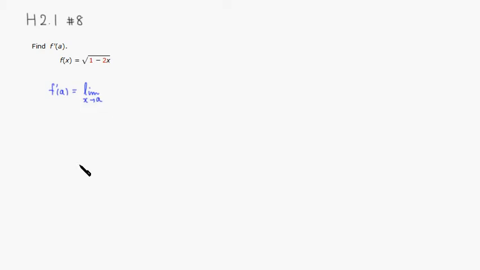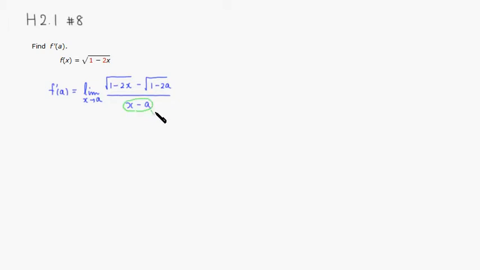I'm going to use the second definition we talked about. f of x is the square root of 1 minus 2x, minus the square root of, f of a would be plugging in a, so 1 minus 2a, over x minus a.